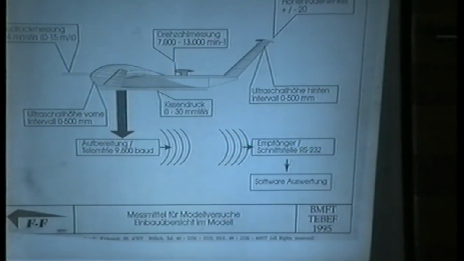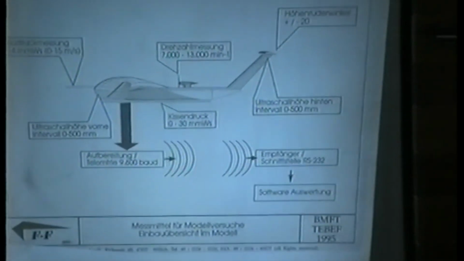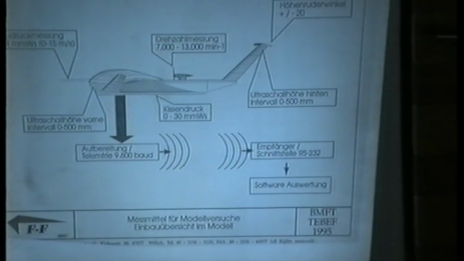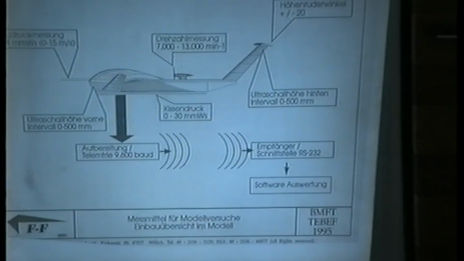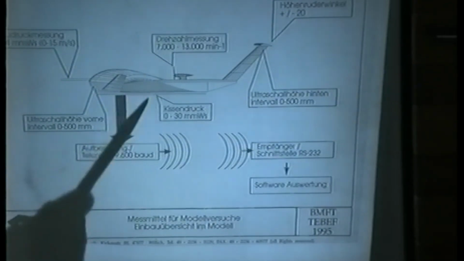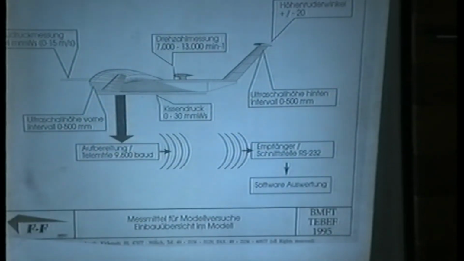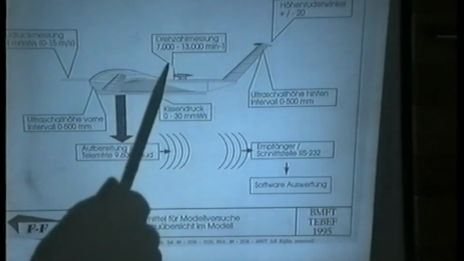In these models we install here a measurement to determine the speed. Here we have ultrasonic devices here and here to measure the height and the angle of attack. Then we measure the pressure under the wing, the deflection of the elevator, and the RPM of the propeller. The propeller, with this electrical motor, we run in the wind tunnel, and so we can determine which RPM produces how much thrust versus speed.